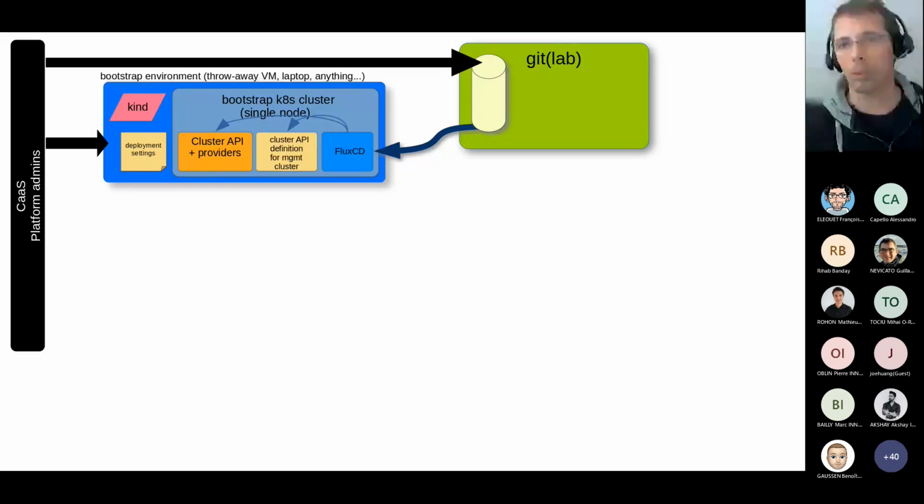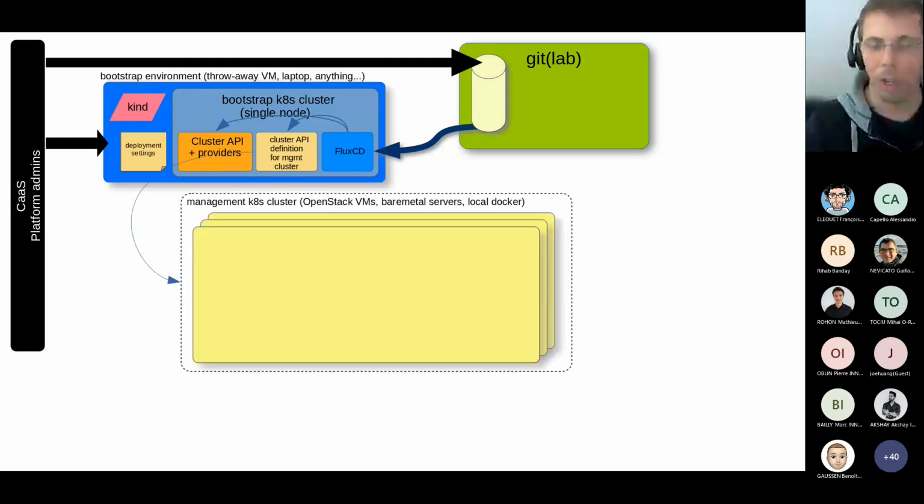So once the definition for the management cluster is put inside the bootstrap cluster, the cluster API providers will start actually implementing, creating, instantiating the management cluster. So depending on what we put in the definition of the management cluster, it will be created either on OpenStack VMs, on bare metal servers, on vSphere, on a local Docker, depending on the flavor that you choose to deploy.